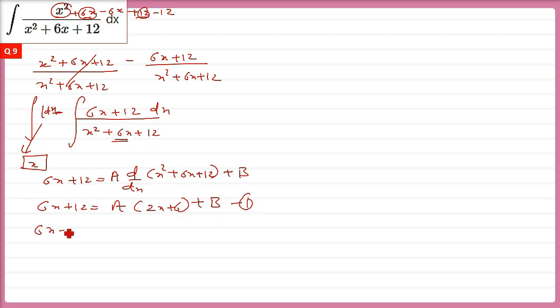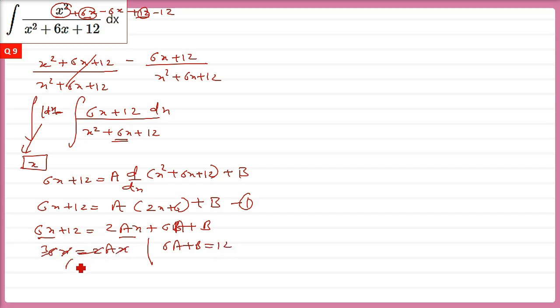So 6x plus 12 will be equal to, just multiply these terms, 2ax plus 6a plus b. Now equate these two. 6x will be equal to 2ax, and 6a plus b will be equal to 12. This gives you a equals 3. When you put a equals 3, 6 times 3 is 18, 18 goes to the right, you will get negative 6. So b will be negative 6 here. Now please remember this as equation number 1.